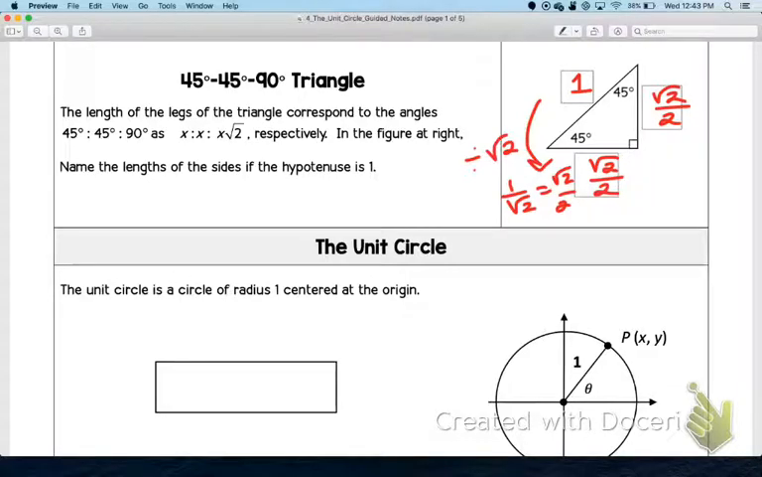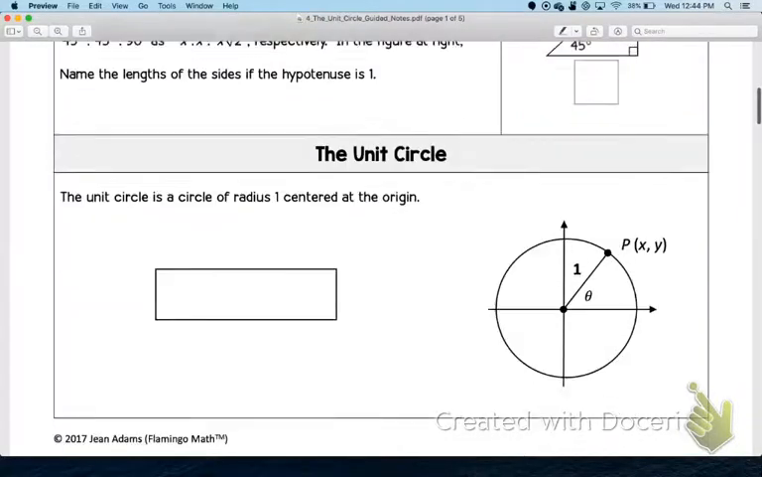So these are some things that you need to have memorized: 30, 60, 90, and 45, 45, 90 triangles, because that's going to make your life much easier when you have to memorize the unit circle. Okay, so now let's go ahead and start talking about the unit circle.